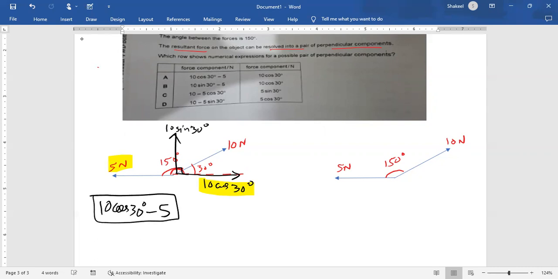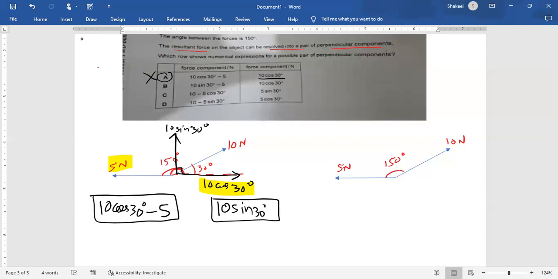Okay, so you got option A for this, because none of the others is 10 cos 30 minus 5. Now for the other one, the vertical component is only 10 sine 30. But the problem is with A, it is 10 cos 30. It means A is not the option.